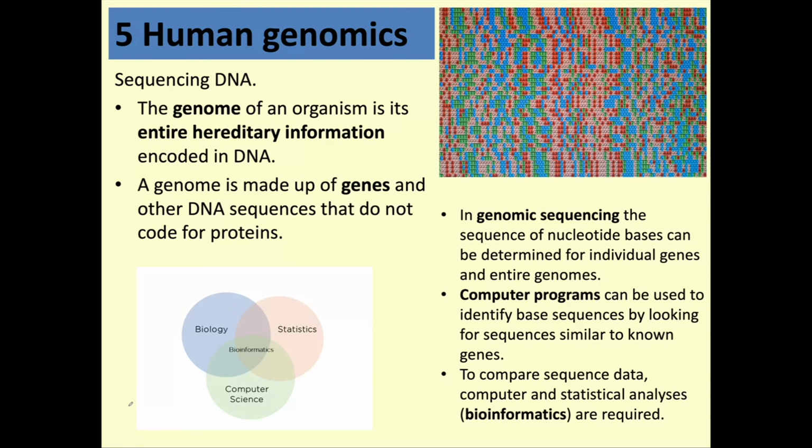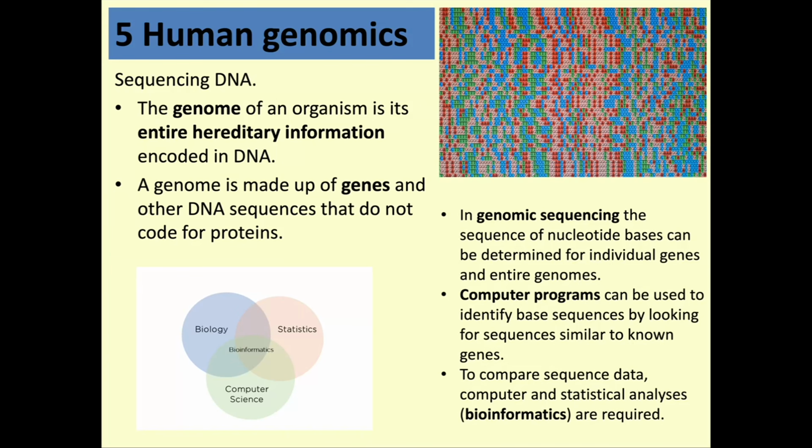So what is genomic sequencing? Well, in genomic sequencing, the sequence of nucleotide bases can be determined for both individual genes and the entire genome. For example, they could do genomic sequencing on your DNA and, in theory, give you the full list of the 3 billion base pairs within your DNA in the correct order as well. You can see a wee image here at the top. That's a tiny fraction of what the genome would look like, but you can see how basically unreadable that is to most humans. If you looked at that, you wouldn't know where to start.